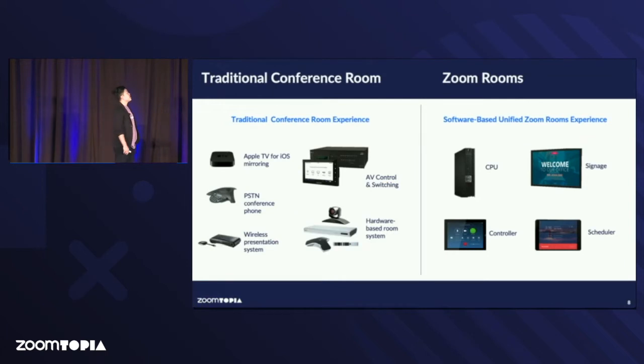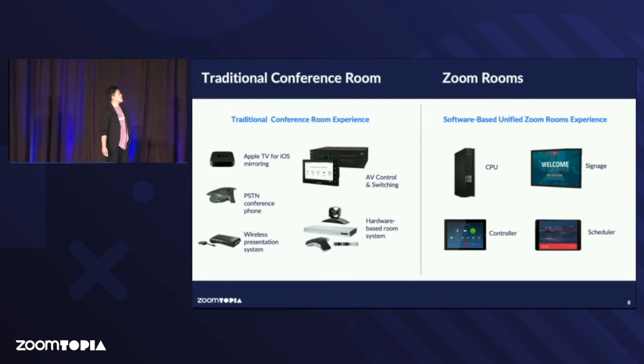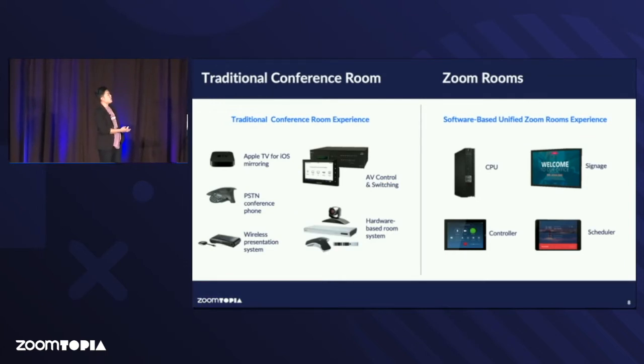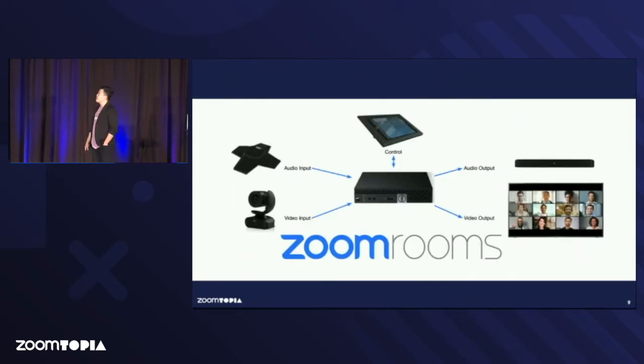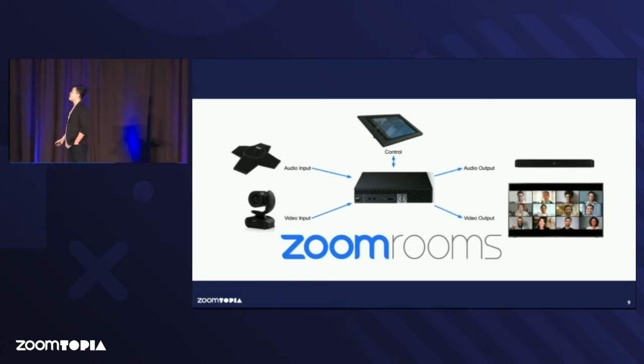So traditionally, on the left, what you see is what typical conference room hardware consists of. On the right, you see a much more simplified hardware list. What you need is audio input, that's your microphone, video input, which is your camera, audio output, which is your speaker, video output, which is your display, and a controller to tie all of that together.